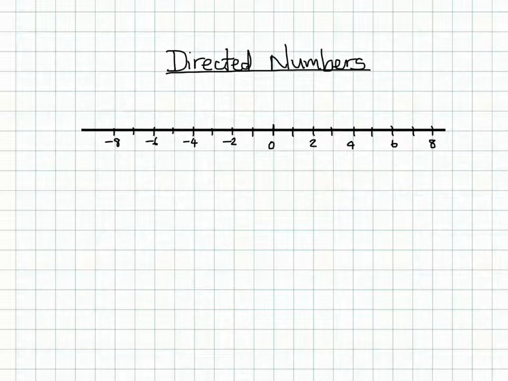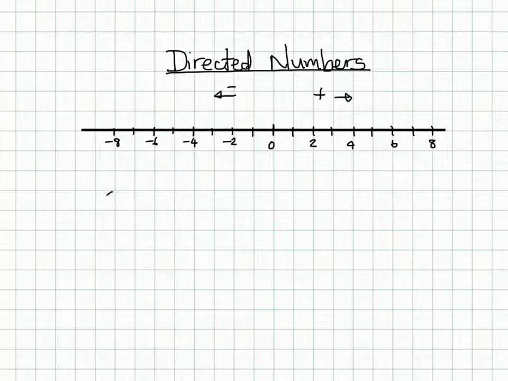Alright, so it's all about the direction in which you are counting. If we're going positive or we're adding numbers, we'll go that way, and if we're taking away numbers, we'll go this way. So let's have a look at the first quick example. Actually, before we do that, let's get a few things straight.